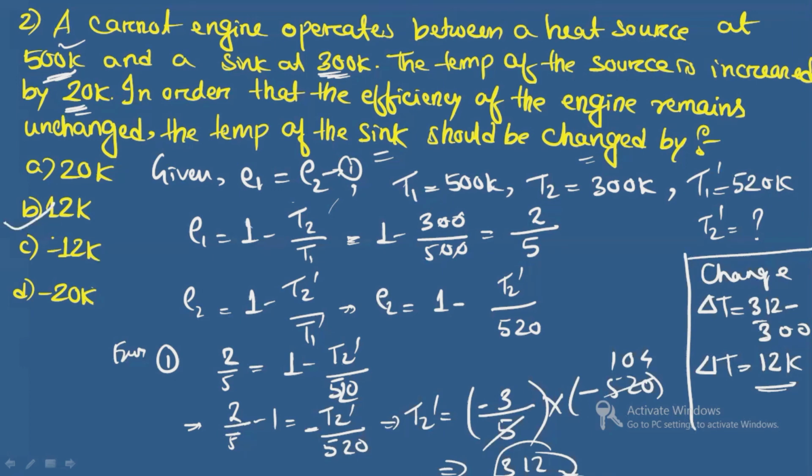So the question was very simple. Carnot engine is there. The efficiency is same in both the cases. In the first consideration, you are given the temperature of the sink and the source for the first case, and the temperature of the sink you need to find for the second case. Temperature of the source is given. All right. So finally, what you will do? You will just use the efficiency formula. You have to just compare it because both the efficiencies are equal, and just find the change. Clear?